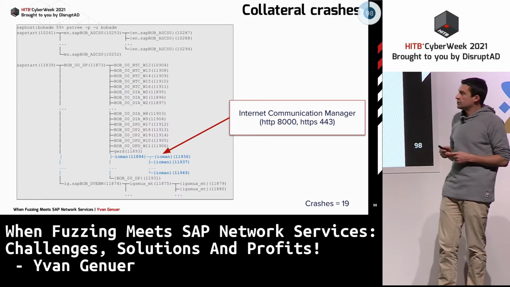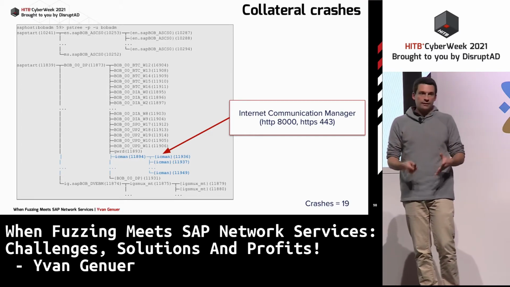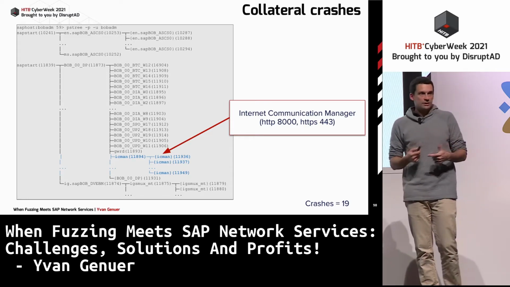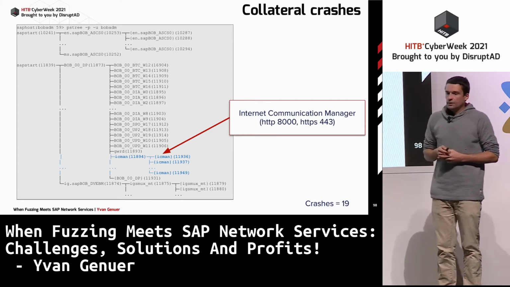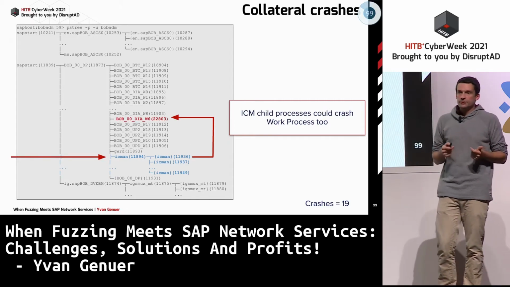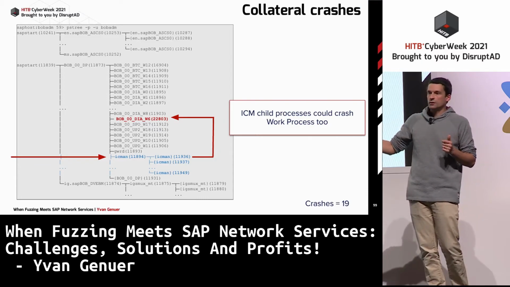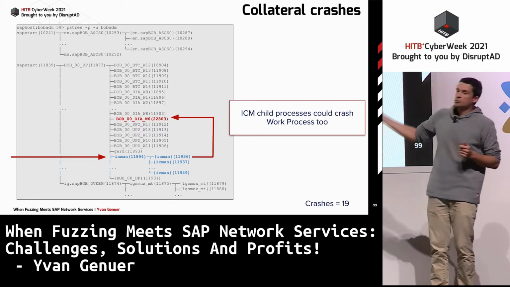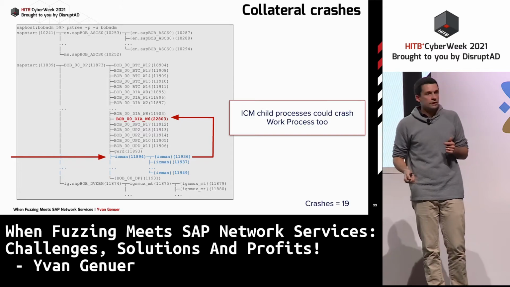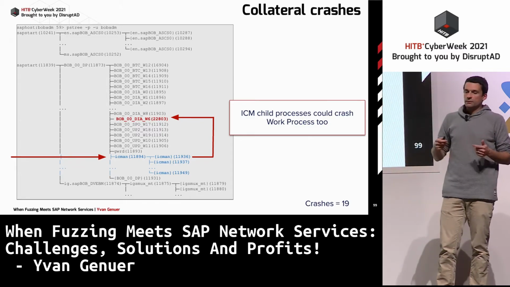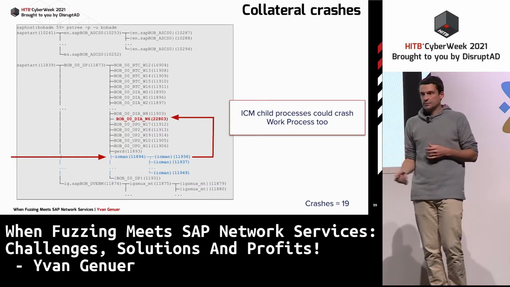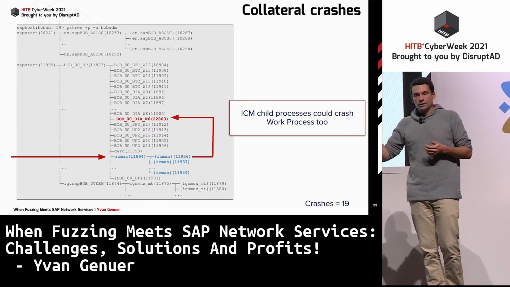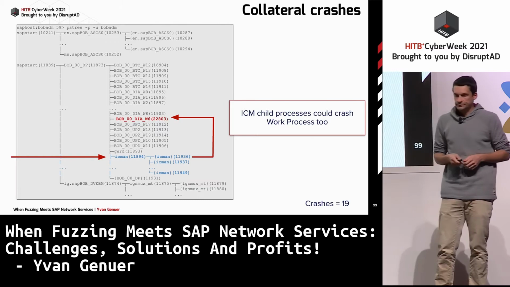And the last one I would like to share is the latest one we found. It was in the ICM. The ICM is a web server hosted by SAP. What we understood is that sometimes the ICM uses its own child process, and sometimes this child process can communicate with a work process again. So now we understand that if we fuzz the ICM services, we must also monitor the trace file of the work process.